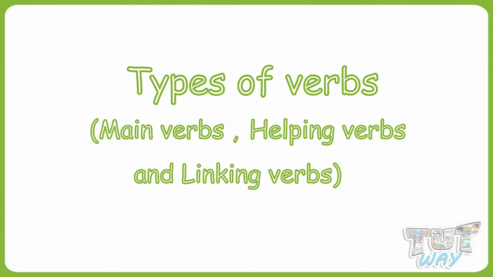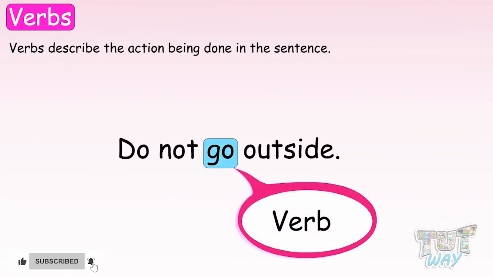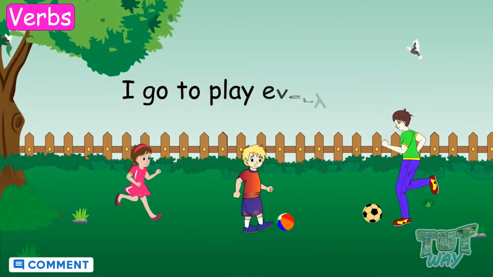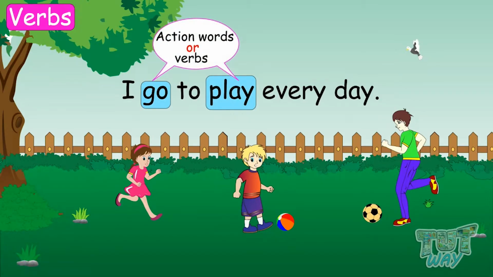So let's start. We know that verbs are the words that describe what action or work is being done in the sentence. So, verbs are the action words in a sentence. I go to play every day. So what action is being done in the sentence? Go and play. These are the action words or verbs.